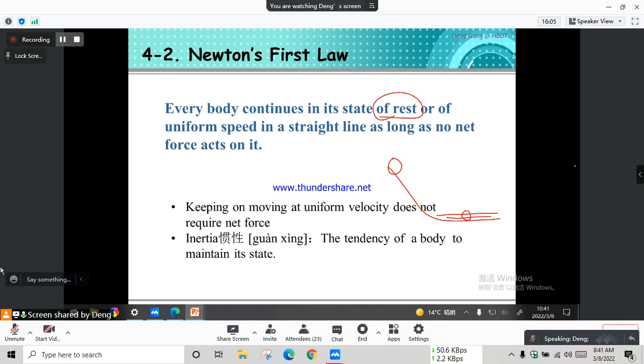And Newton's first law also tells us another thing, which is called inertia. In Chinese, it is called 惯性, the tendency of a body to maintain its state. Everything has this inertia. It's just like a property of everything. Everything tends to keep its state of motion.